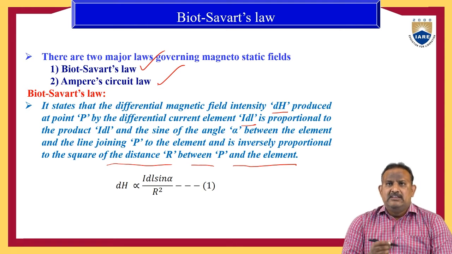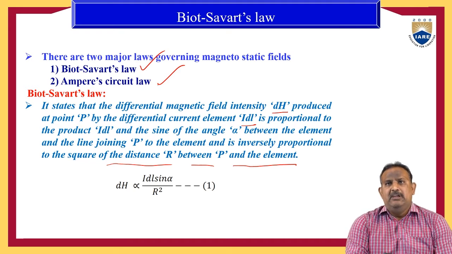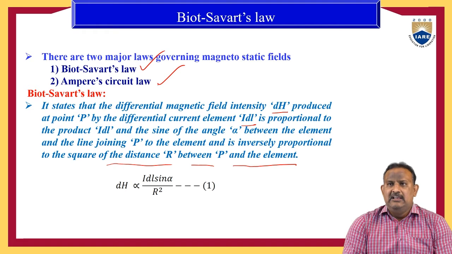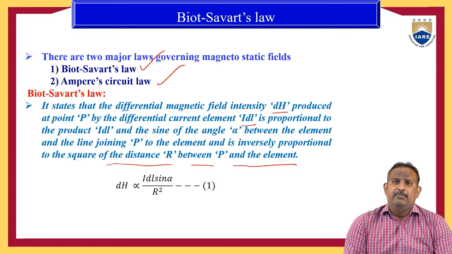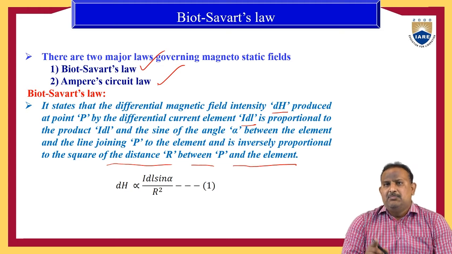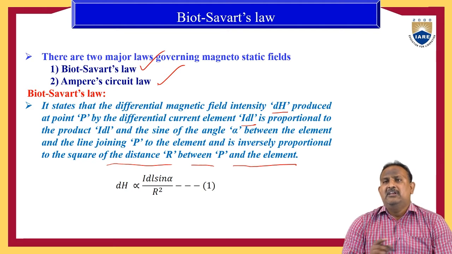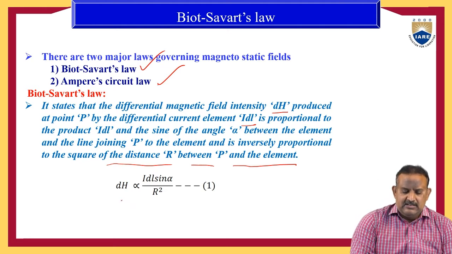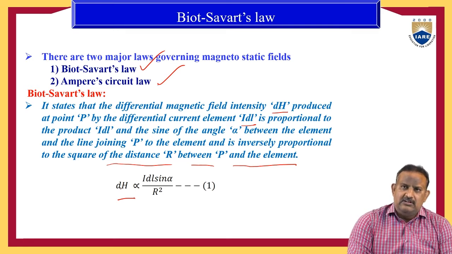I repeat once again. The differential magnetic field intensity dH produced at a point P by the differential current element IDL is proportional to the product IDL and the sine of the angle alpha between the element and the line joining P to the element, and inversely proportional to the square of the distance R between the point P and the element. Here the differential d indicates the differential magnetic field intensity dH, which is proportional to IDL.